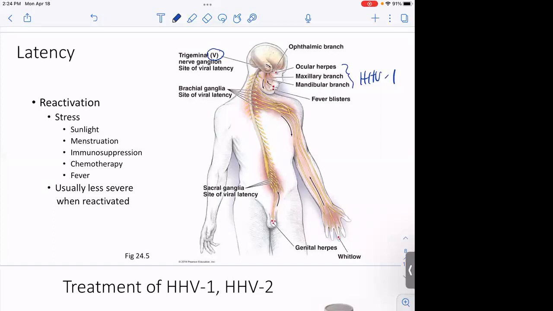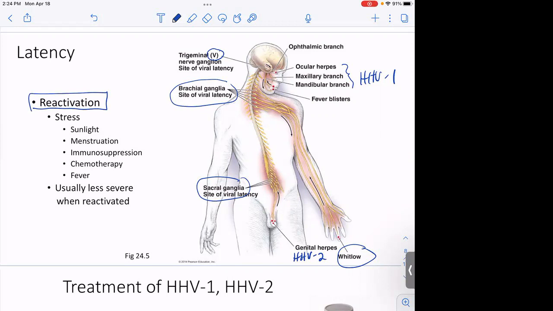Whitlow, fingertips here, that's more likely going to be latent in the brachial ganglia, and then HHV2, genital herpes, more likely in the sacral ganglia. Okay, and again, just from time to time, they'll reactivate, start reproducing again, and travel back out from the ganglia to the site where the sores manifest. So what causes reactivation?